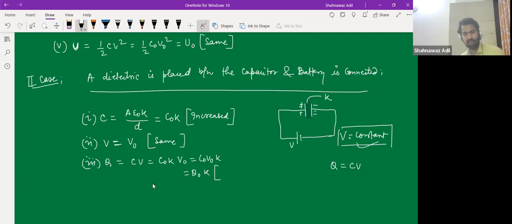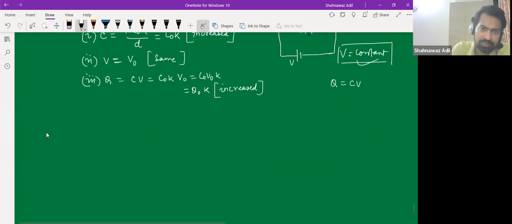Increased or decreased, guys? Q naught times K. Initially it was Q naught. Now it has become Q naught times K. So it is decreased or increased? Increased, right? Why? Because this is greater than one. This is not a smaller value. This is greater than one. So this is increased. Good.